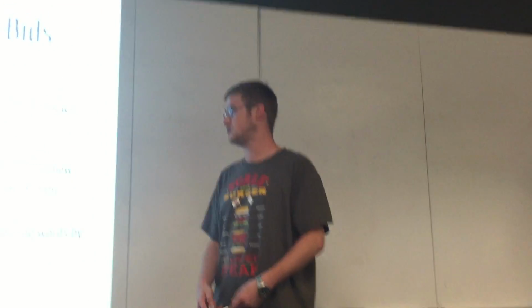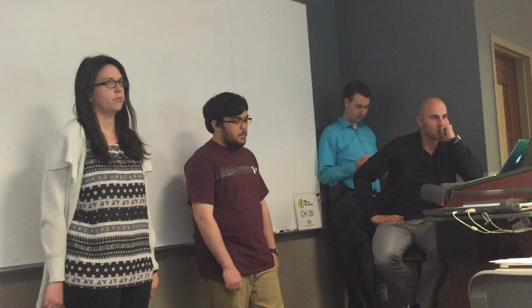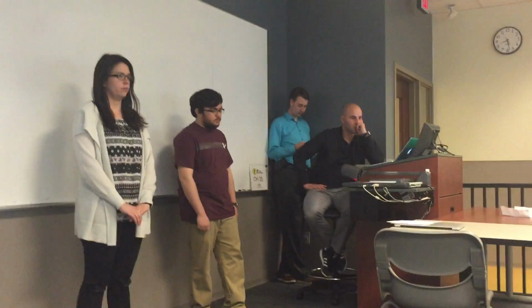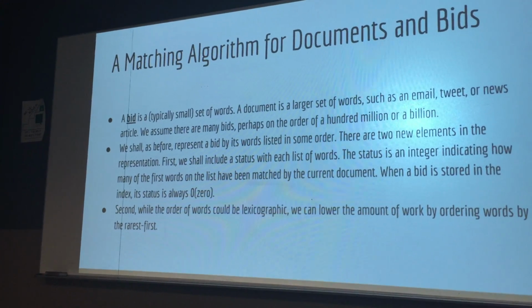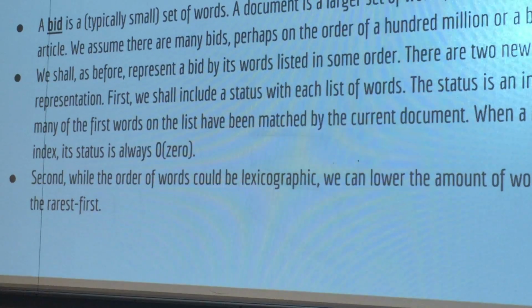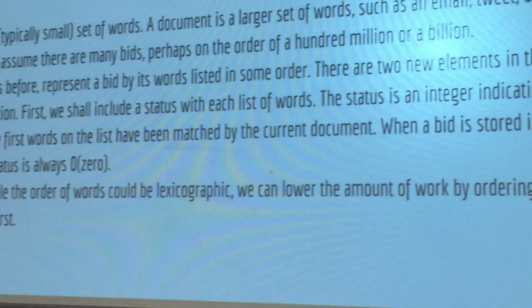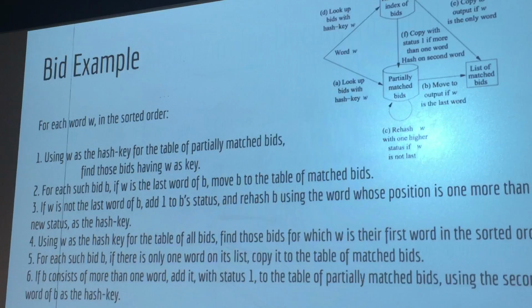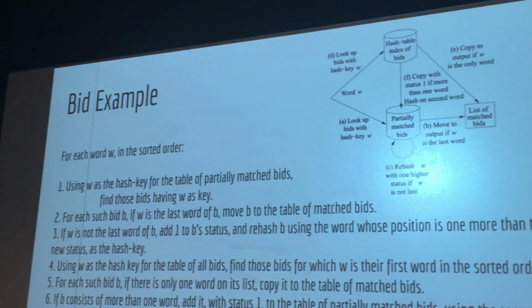First, we shall include a status with each list of words. The status is an integer indicating how many of the first words on the list have been matched by the current document. When a bid is stored in its index, its status is always set to 0. Second, while the order of words can be alphabetical, we can lower the amount of work done by ordering by the rarest first. This is an example of a bid in process.